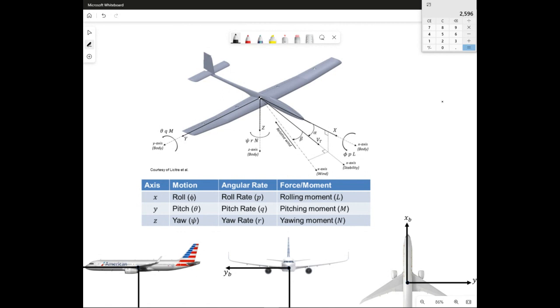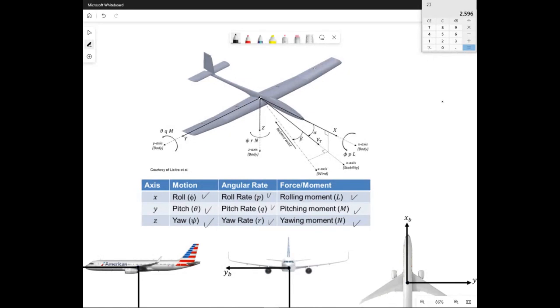Now, the conventions of notations that we use: these are the three Euler angles, we call them phi, theta, and psi, which are roll, pitch, and yaw, and then the angular rates of them, which are P, Q, and R. But of course, in terms of forces and moments, L, M and N.